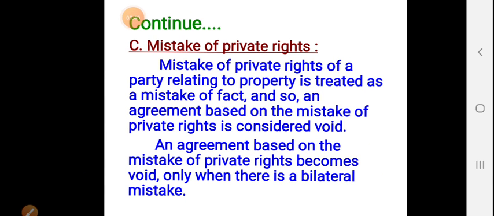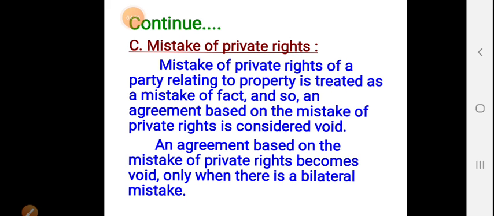Mistake of private rights is nothing but a mistake of the rights of a party relating to property, treated as mistake of fact. For example, P took a lease of a fishery farm from C, who was the owner. Both the parties were unaware of the fact that the fishery already belonged to P. P came to know subsequently that he himself was the owner of the fishery. He therefore filed a suit to avoid the contract. The suit was decided in favor of P. Here both the parties are under mistake.